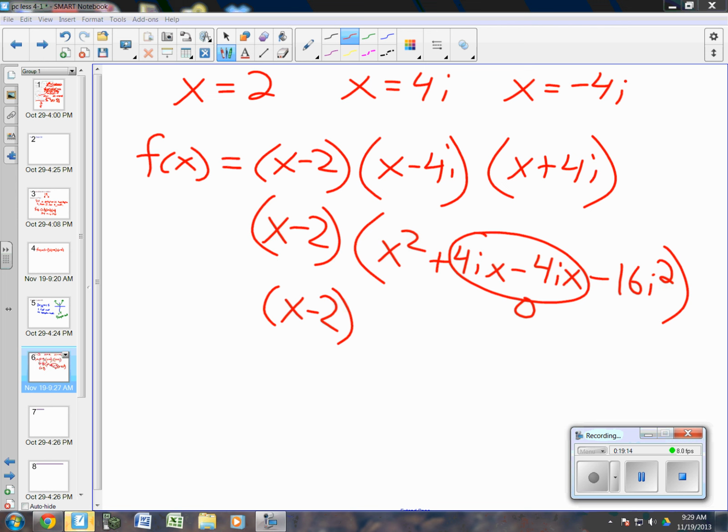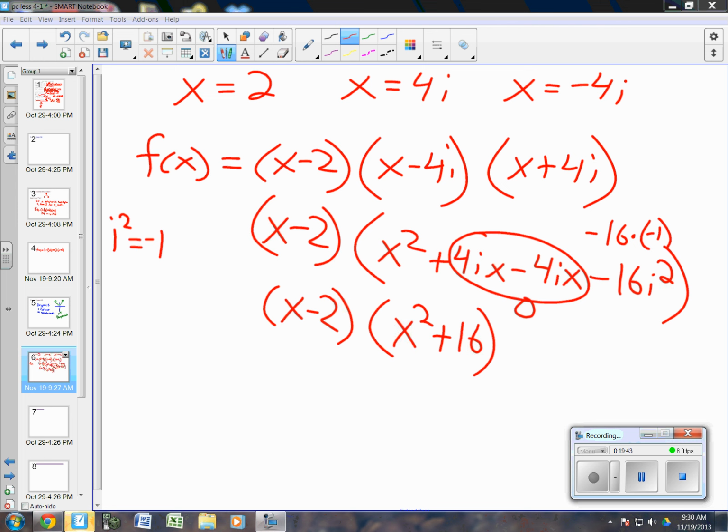What is i squared equal to? Do you guys remember in your imaginary numbers? It's equal to negative 1. Everybody write this down in your notes to remind you. You learned this last year. i squared equals a negative 1. So this is really saying negative 16 times negative 1. What is negative 16 times negative 1? It's a positive 16. So you guys, my answer is x squared plus 16. That is my answer when I multiply those 2 together.